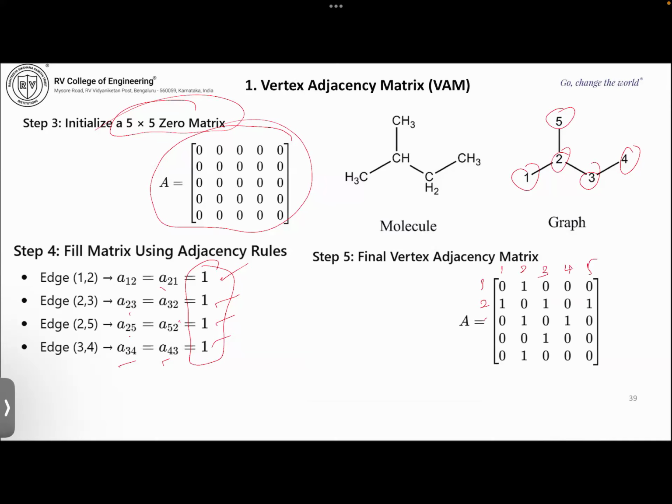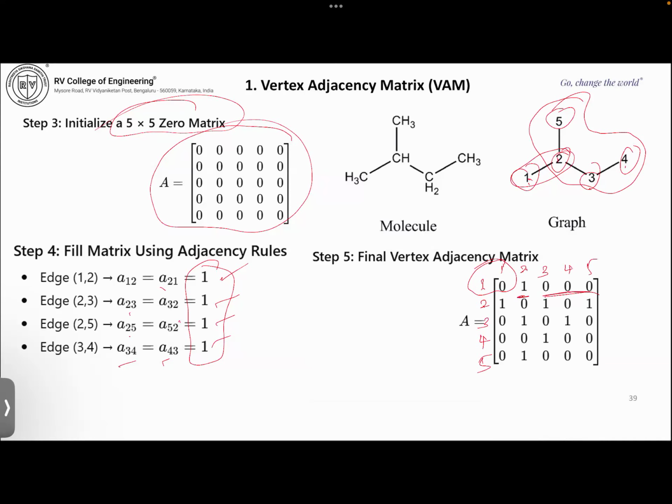1, 2, 3, 4. So the 1 and 1 will be 0. 1 and 2 are adjacent, so therefore it is defined as 1. 1 is not connected to any atom other than 2. It is not adjacent to any other atom. 3, 4, 5, therefore they're all 0.